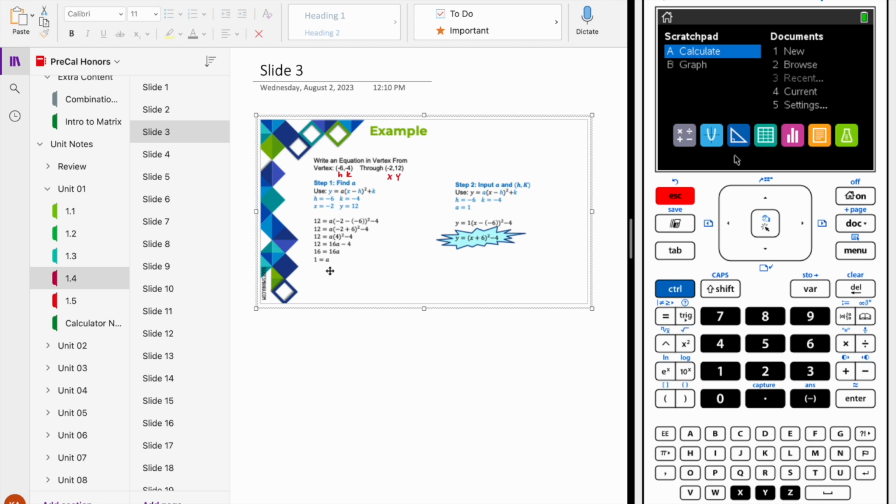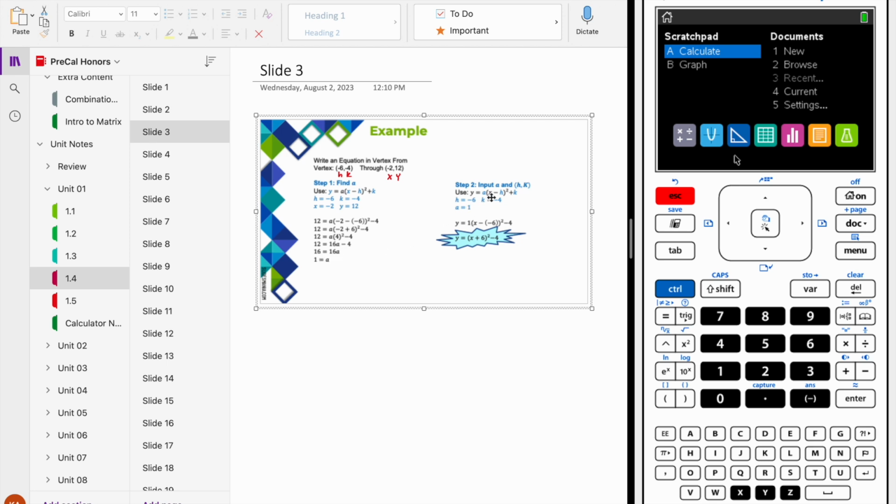Now, the answer is not 1. That is just the value of a. In order for us to finish off the problem, we need to insert two things: the value of a and the vertex. So notice we're not plugging in x and y. We are only plugging in our vertex, which is h and k, and the a that we had found before.